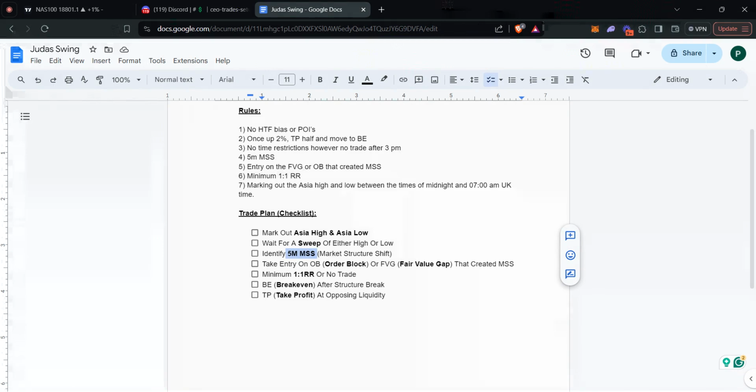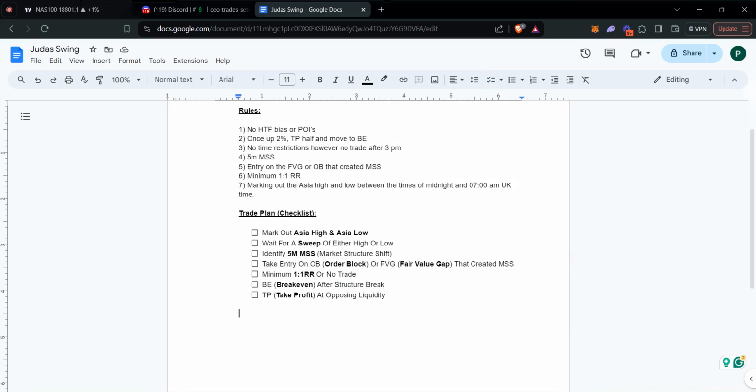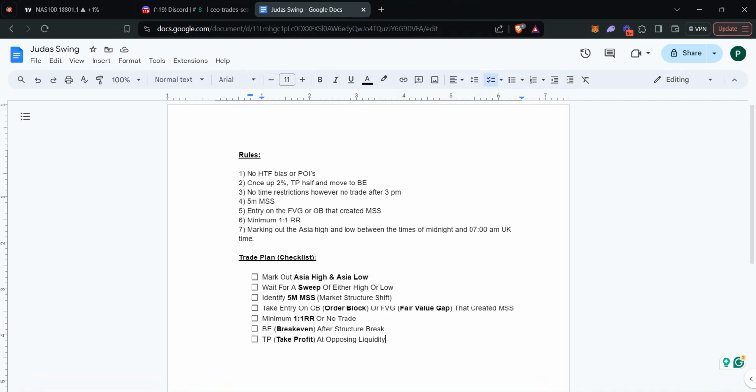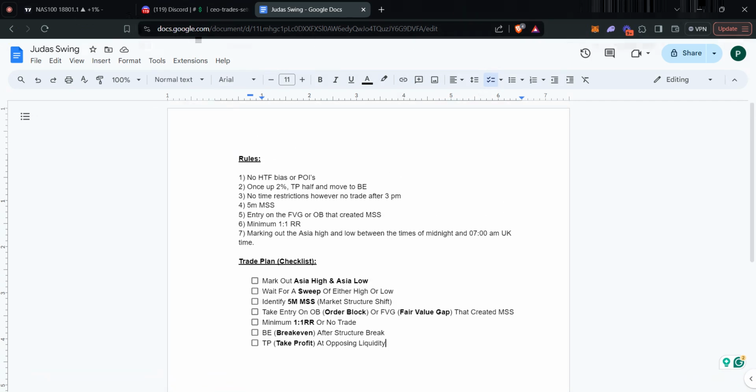We take an entry on the order block or the fair value gap that created the market structure shift, or sometimes even the area that created the market structure shift as a whole. We have a minimum of a 1-to-1 risk to reward. If there isn't a minimum of 1-to-1, then we do not take the trade. We go break even after a structural break, and we take profit at the opposing liquidity, with stops being at the most local high. Now, I know this is a lot of information that I'm regurgitating. However, as we jump onto the charts, all of this will make a lot more sense.